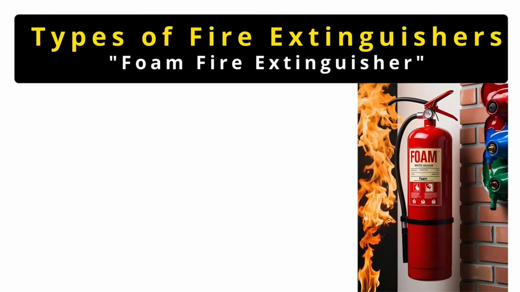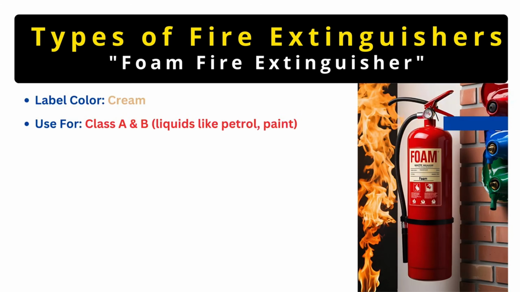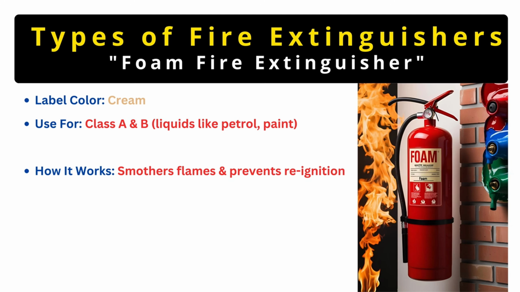Next, we have foam extinguishers, marked by their cream colored label. These are a step up from water extinguishers because they can handle both Class A and Class B fires, meaning they work on ordinary materials and flammable liquids like petrol or paint. The foam smothers the fire, cutting off its oxygen supply while also cooling the fuel. This makes it great for things like a fuel spill fire in a garage.